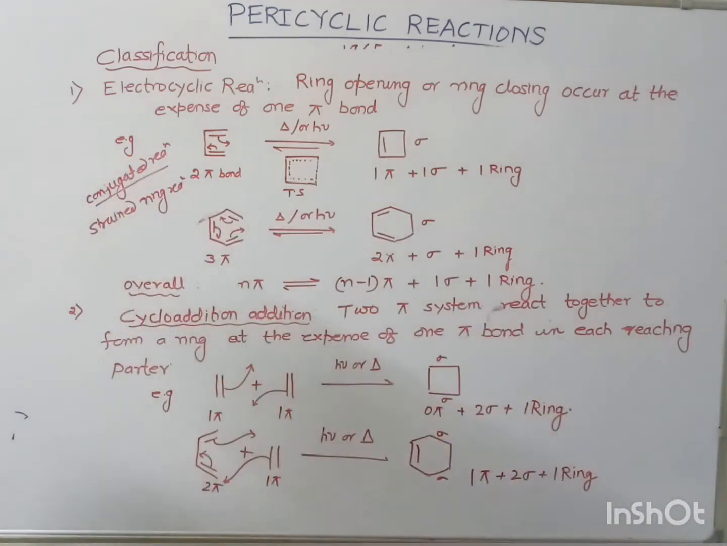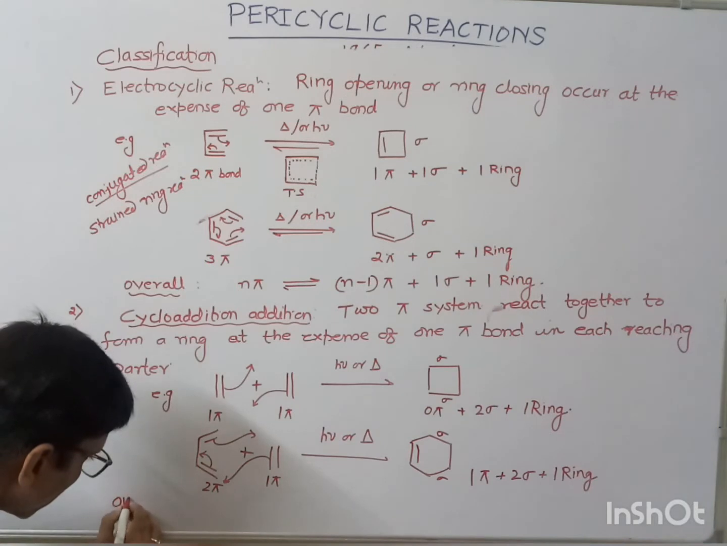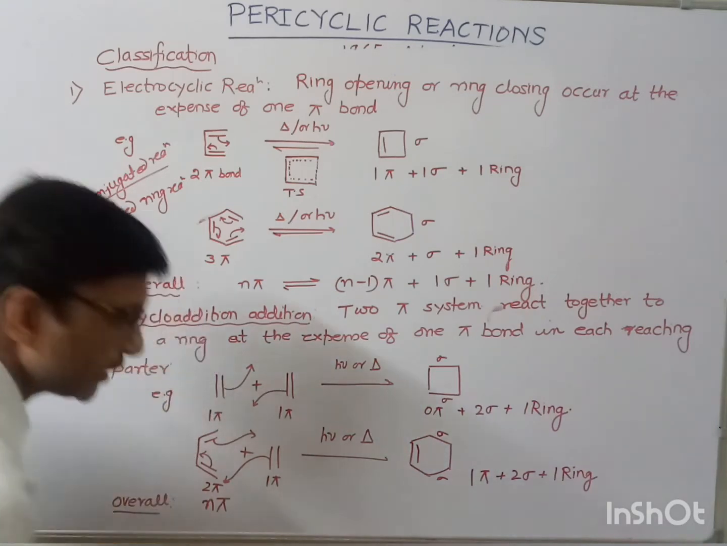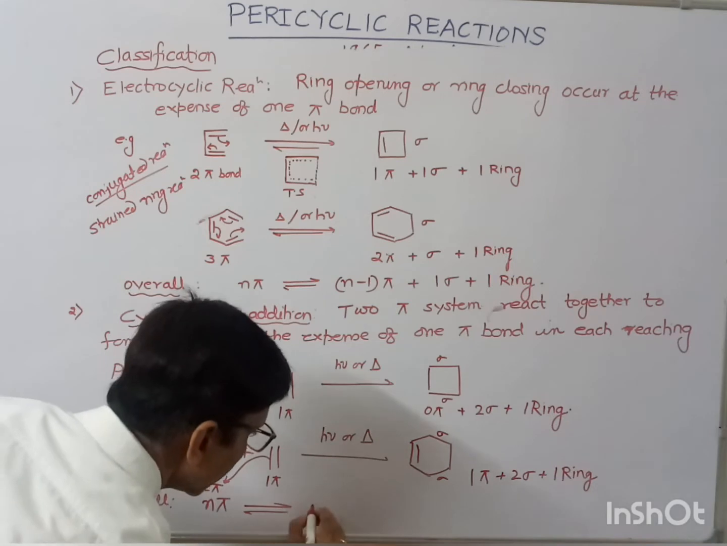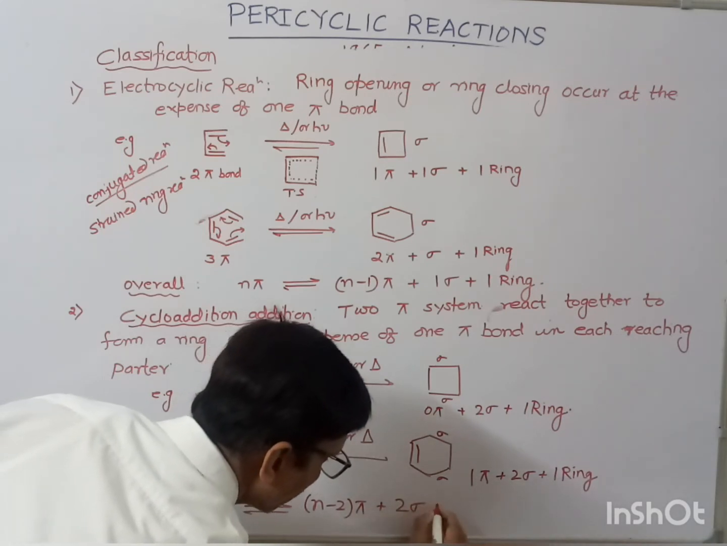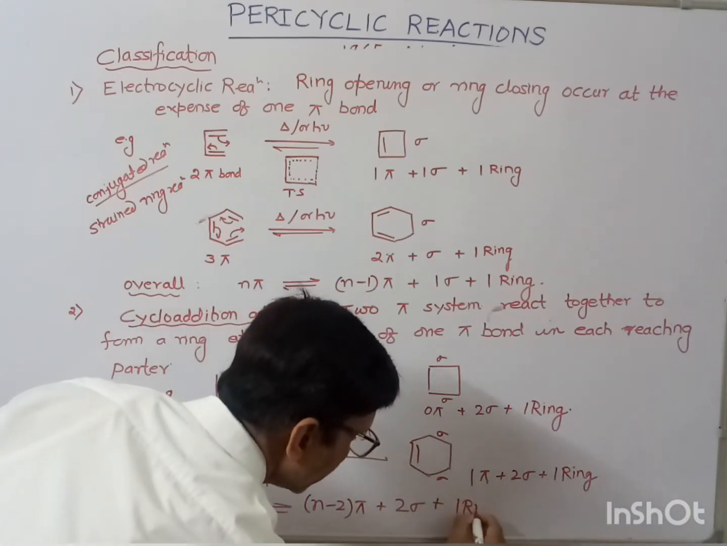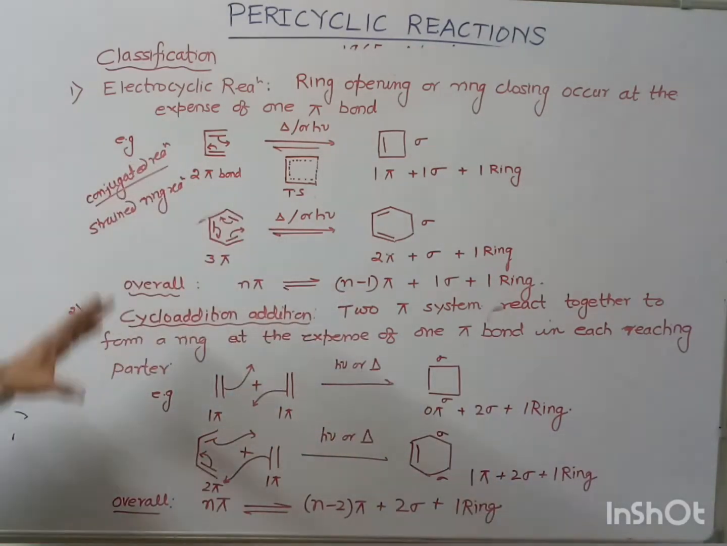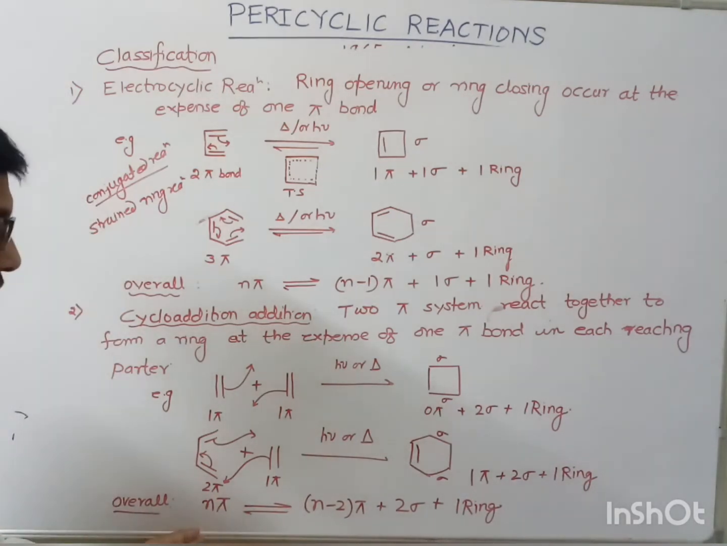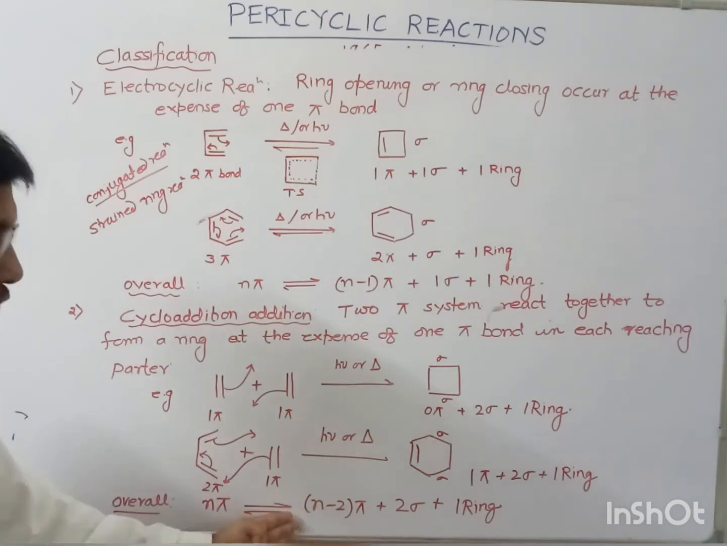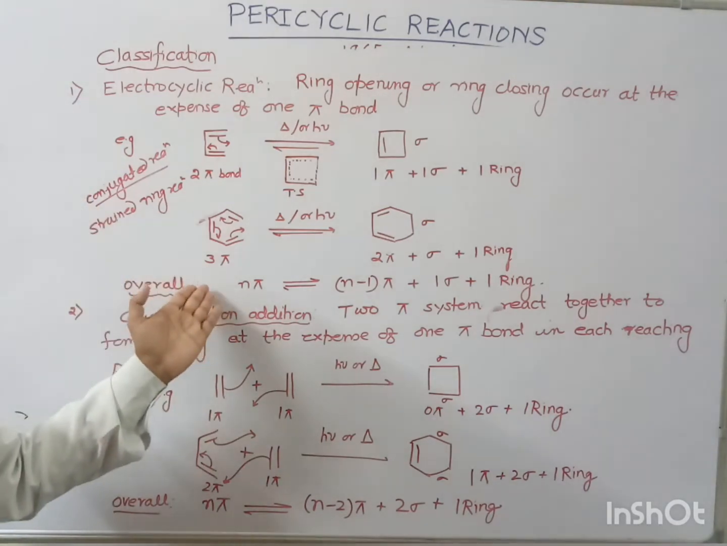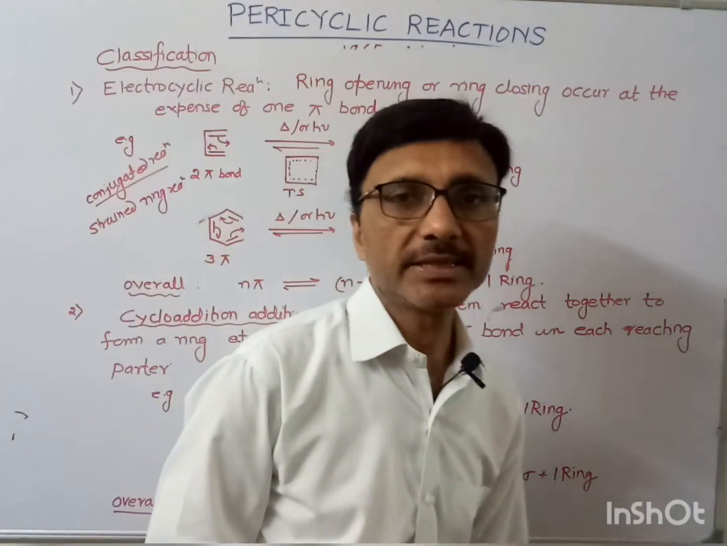So overall, what you can see in a cycloaddition reaction, in conclusion, is that if you have n pi bonds in the reactant, then in the product you will always have n minus 2 pi bonds, plus 2 new sigma bonds plus 1 ring formed. So in this way we can differentiate the electrocyclic reaction and the cycloaddition reaction on the basis of this general rule. If the reactant and product follow this rule, it means the cycloaddition reaction occurs. In reactions where such a rule is not followed, the electrocyclic reaction takes place.